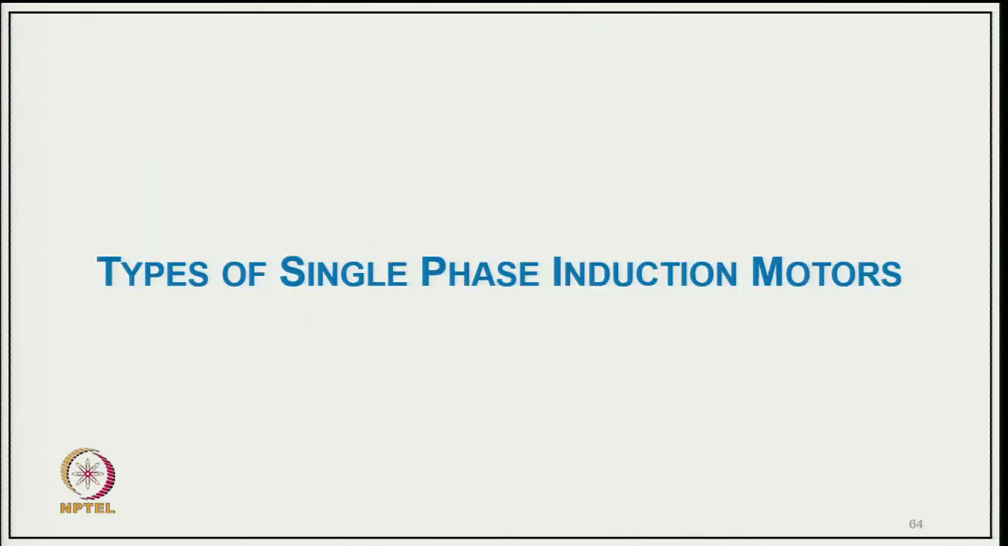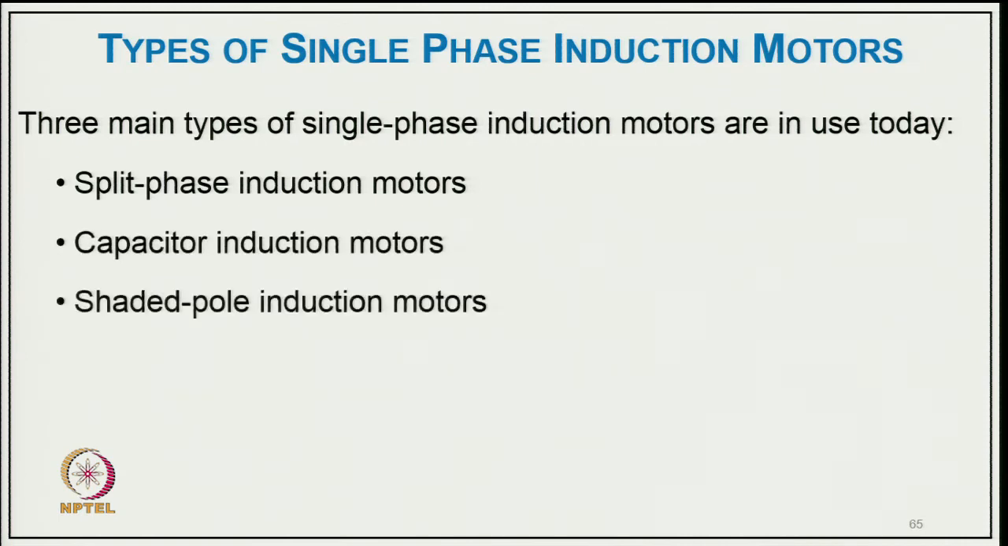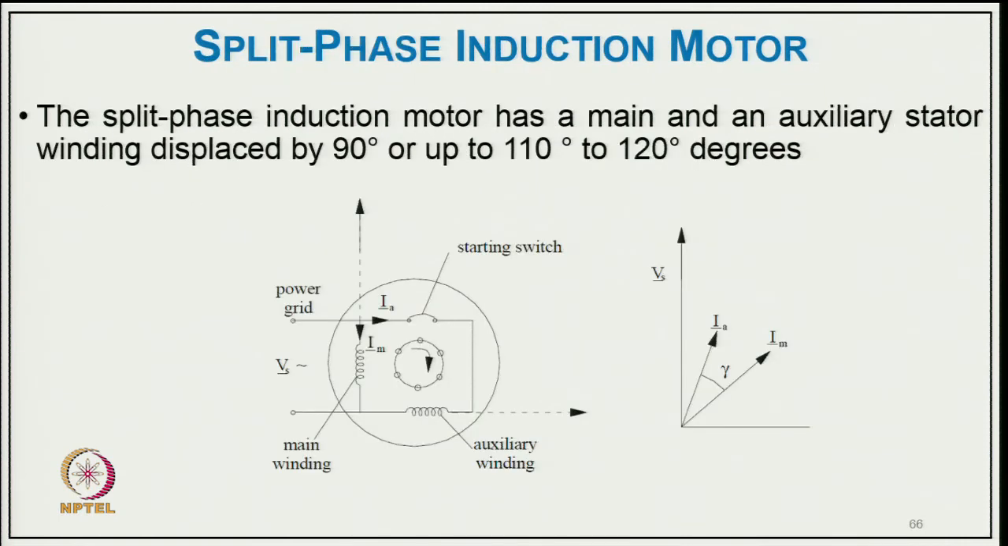So, now coming to the types of single phase induction motor. Three types of single phase induction motors are used today: split phase induction motor, capacitor induction motor, and shaded pole induction motor. The first, the split phase induction motor, has a main and auxiliary winding displaced by 90 degrees or up to 110, 220 degrees. And the displacement is made by changing the resistances and reactances of the two windings.